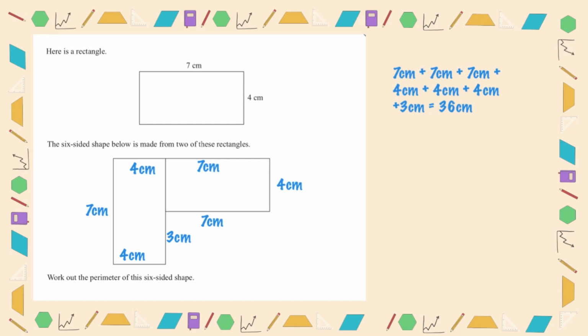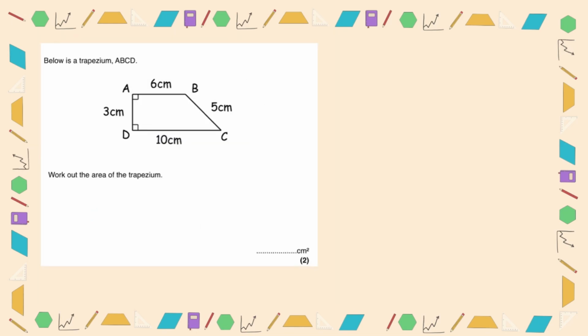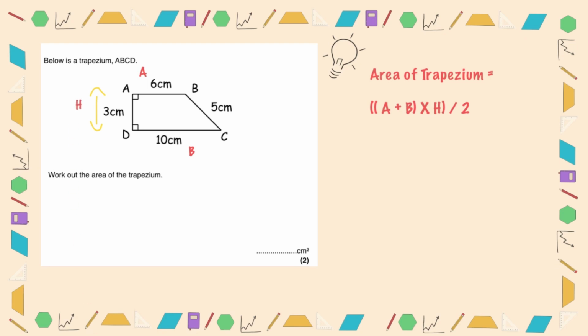Let's have a go at an area question now. Below is a trapezium, A, B, C, D. Work out the area of the trapezium. Remember the formula for area of trapezium? Now we just need to put all our numbers in. So A plus B is the top and the bottom, times by the vertical height, and we divide this by 2.